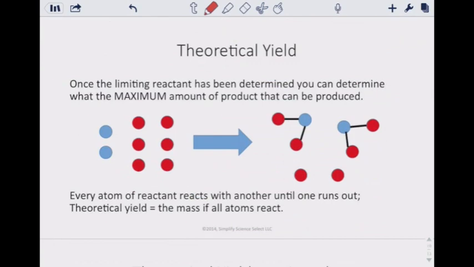Now, what does the limiting reactant give us? And this is probably the most important thing here. The limiting reactant can help us calculate the theoretical yield. The theoretical yield is the maximum amount of product that can be produced. It's calculated from the limiting reactant. So every atom of the reactant reacts with another until one runs out. The theoretical yield equals the mass of all atoms reacted. The limiting reactant is what is used up in the chemical reaction. We don't have any of it left once the chemical reaction has taken place.